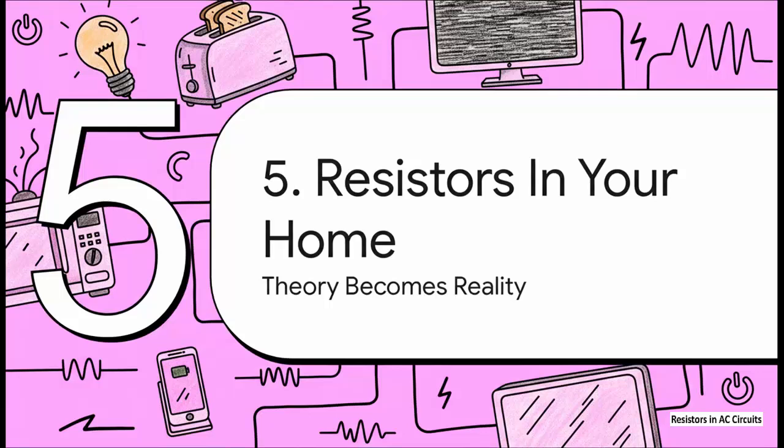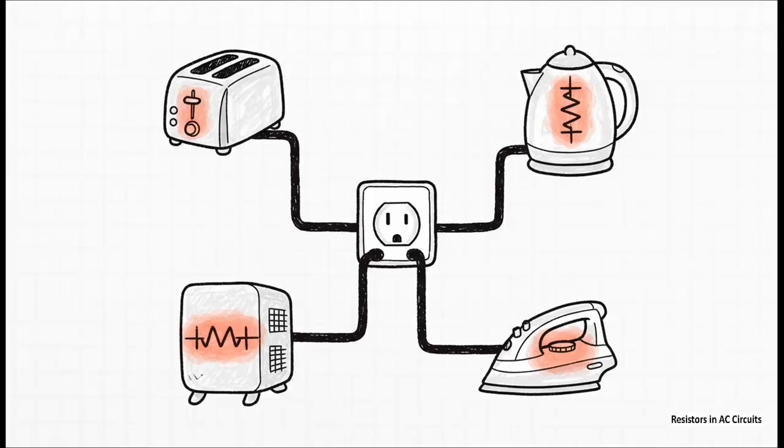Okay, last section. Why does any of this actually matter? Well, because this isn't just theory on a whiteboard. This is at work in your home every single day. Your toaster, that electric kettle, a space heater, an old-school electric iron, seriously, any simple appliance that's just designed to get hot is a perfect, real-world example of what we've been talking about. It's basically just a big resistor plugged into the AC outlet in your wall.